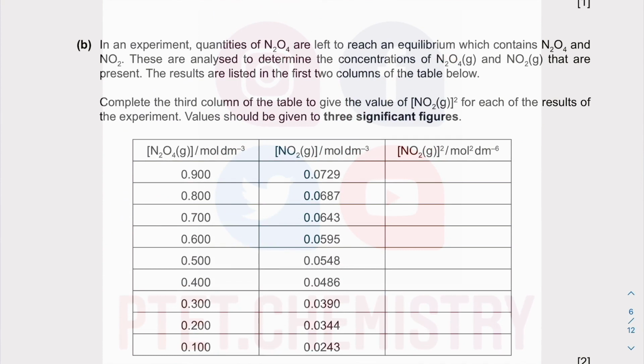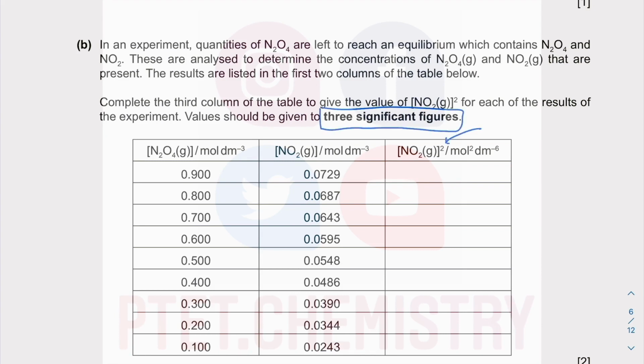You reach an equilibrium which contains some of your reactant and some of this product, which is brown. You want to determine the concentrations of both of these that are present. You get the results in the first 2 columns. So complete the third column to give, well, this is basically this being squared, alright? But you need to give it to 3 significant figures.